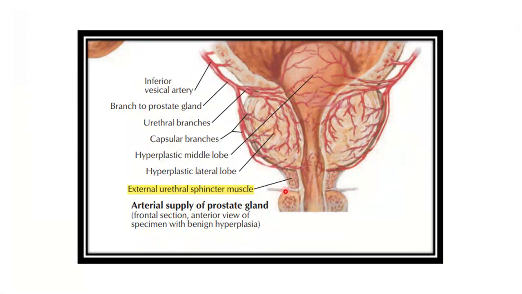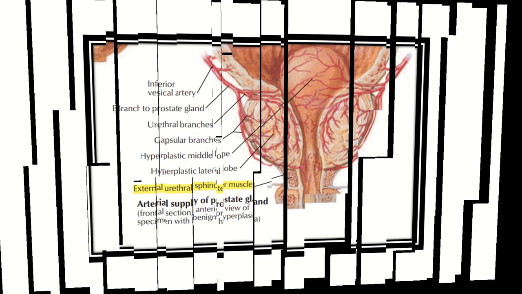In this picture, we can see this whitish structure. This is the deep perineal pouch. Here we can see this is the perineal membrane. This whitish structure, from here up to here, is the perineal membrane, and deep to the perineal membrane we can see a muscular structure which acts as a sphincter for the urethra, and it is known as the external urethral sphincter.